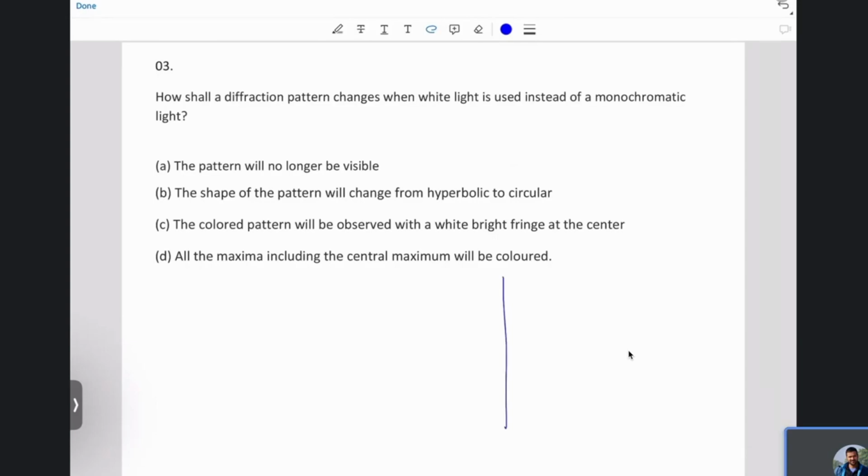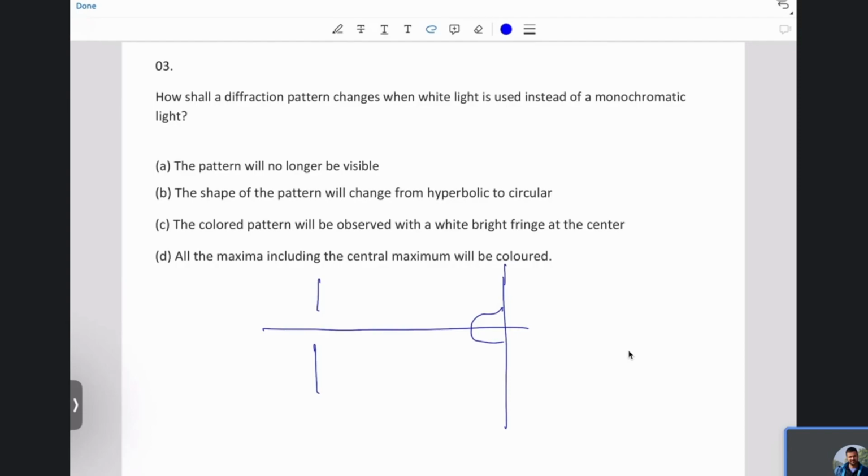Okay, why is that so? Okay, sure. And what about the other distances? Why? Yeah, phase difference, and the phase difference depends on the wavelength of the light, right?